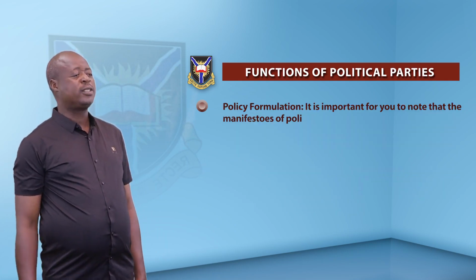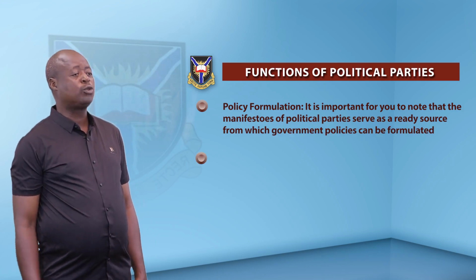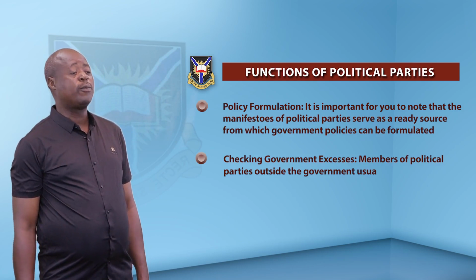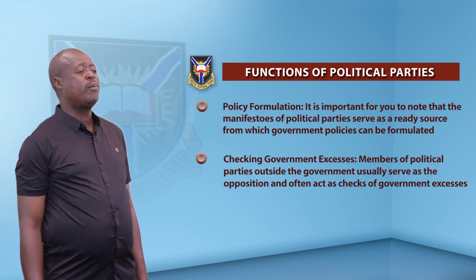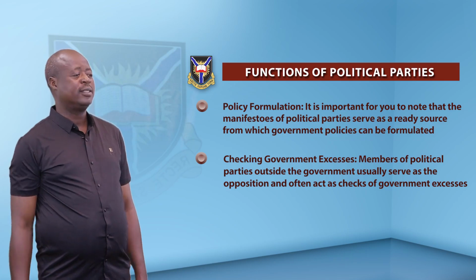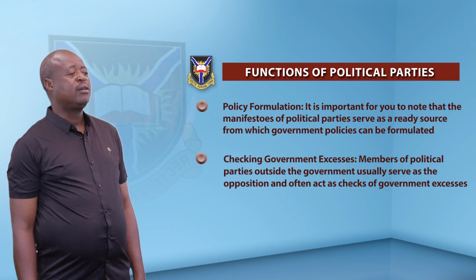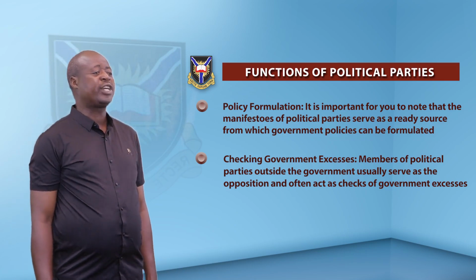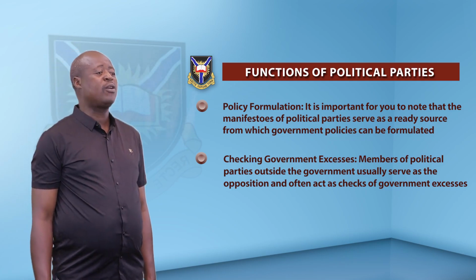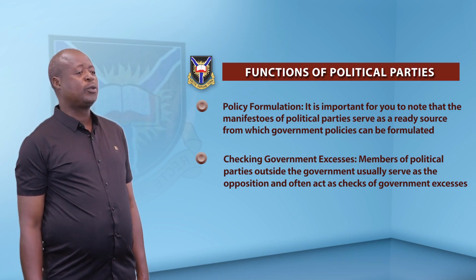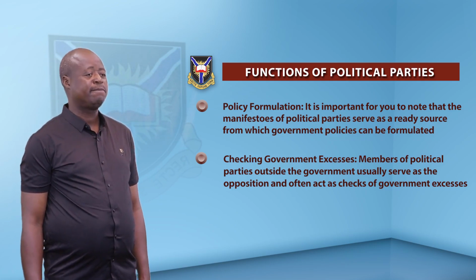The next one is policy formulation. It is important for you to note that the manifestos of political parties serve as a ready source from which government policies can be formulated. And the ninth function is that political party helps in checking government excesses. Members of political parties outside the government usually serve as the opposition and often act as checks of government excesses.